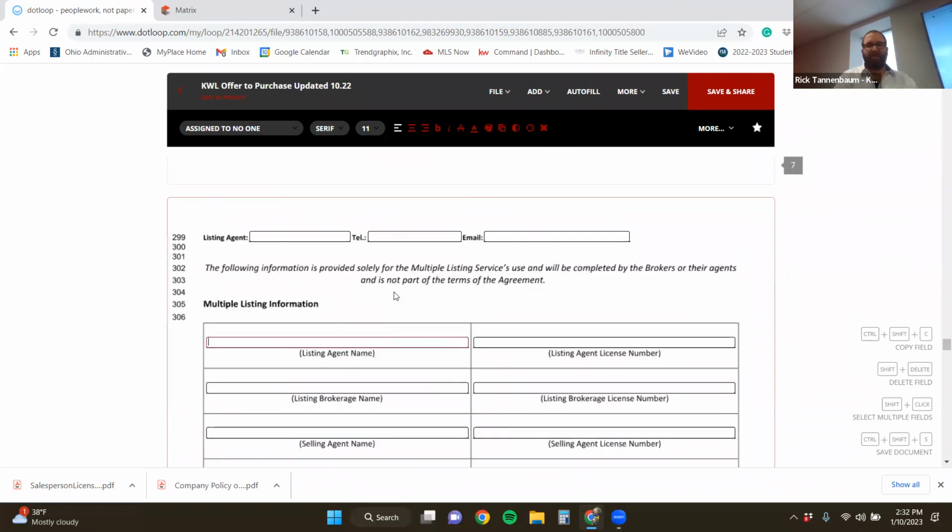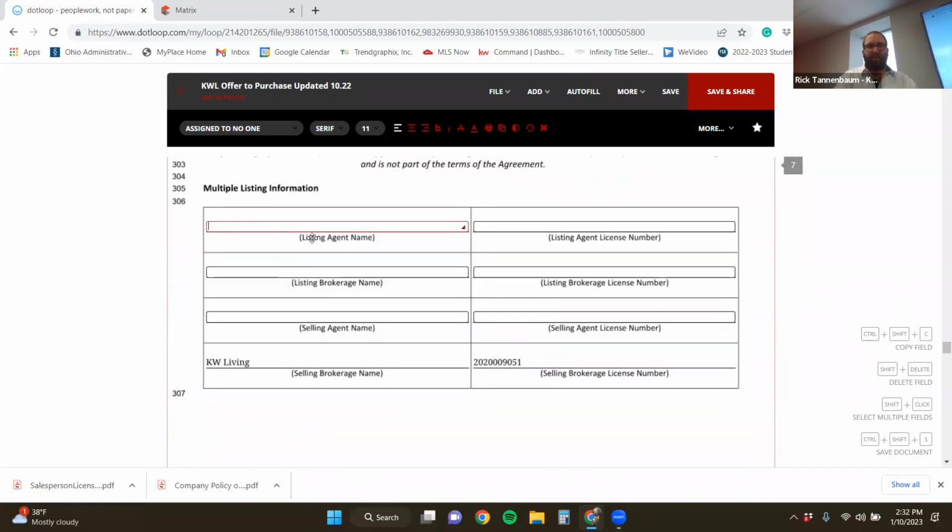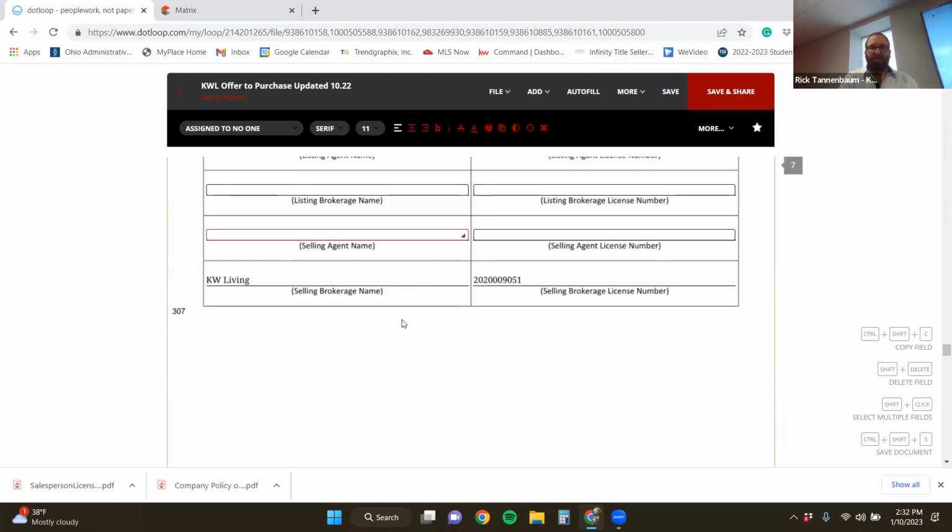Just make sure you fill in all of our names and license numbers. Our Keller Williams Living brokerage license number is already filled in here. It's pre-populated for you. So you just need to really get the listing agent and the listing brokerage, and fill in their license numbers. If you can't find it, then skip it and let them fill it in. But it's pretty important to have all this filled in here too.